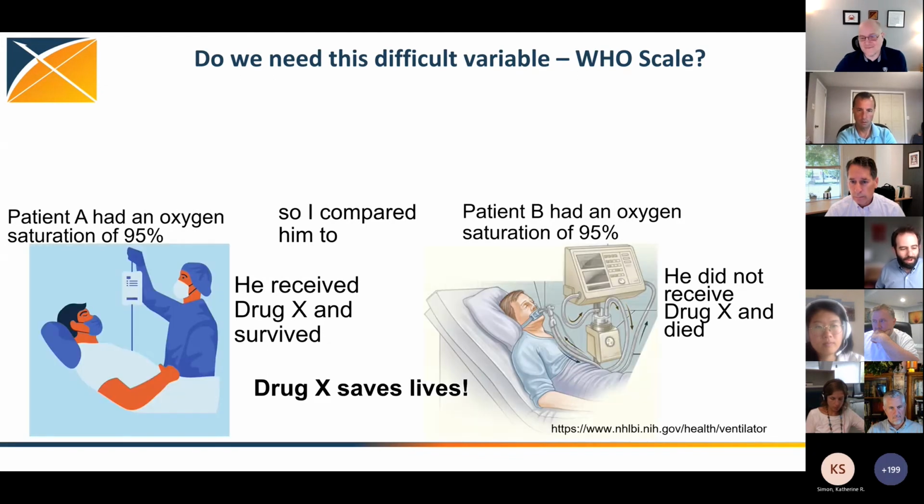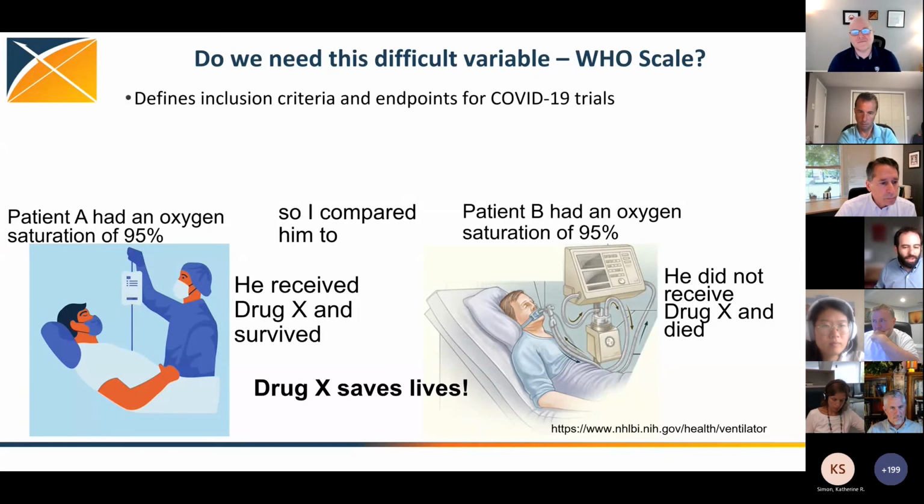Now let's look a little bit deeper. If we didn't have information on respiratory support device, you would think that patient A and B are appropriate to compare. But patient A on the left is not that sick. Patient B is on a ventilator, but with supplemental oxygen, his oxygen is measured at 95%. So these erroneous conclusions can really make observational data not usable for its intended purpose. So this WHO scale is really the inclusion criteria and endpoint for many COVID-19 trials. So we really do need this variable.